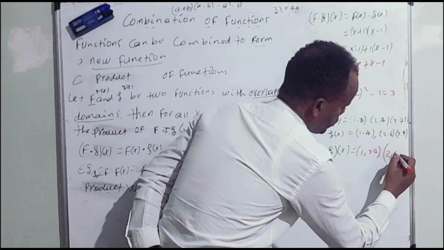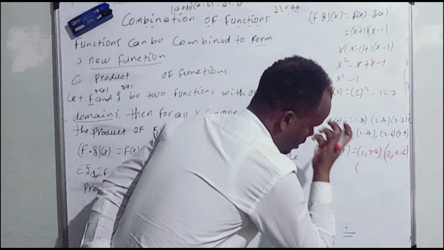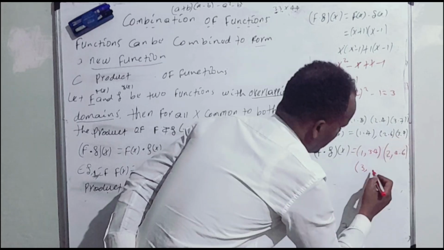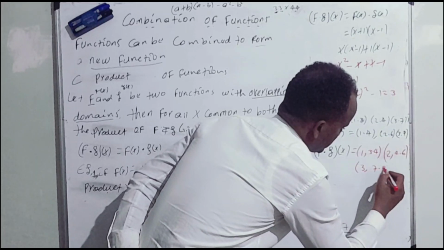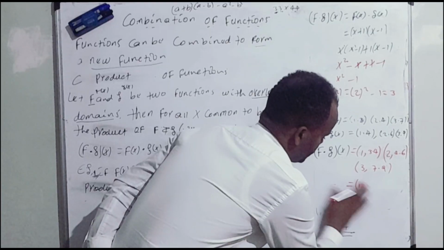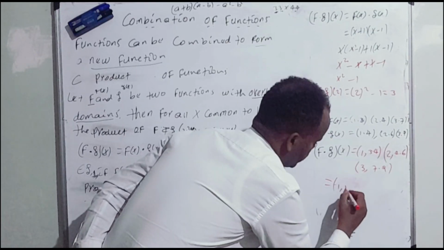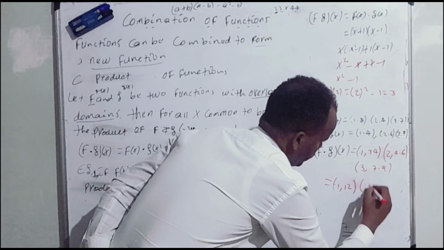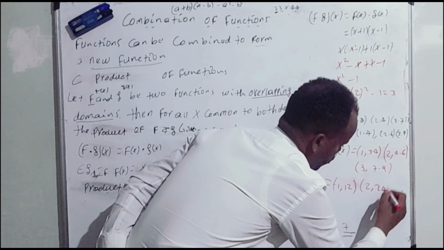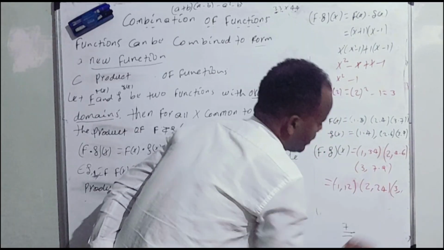4 times that is 6. And the third ordered pair is 3, 7 times that is 9. This means 1, 3 times that is 12. Here 2, 4 times that is 24. And the last 3, 7 times that is 60.